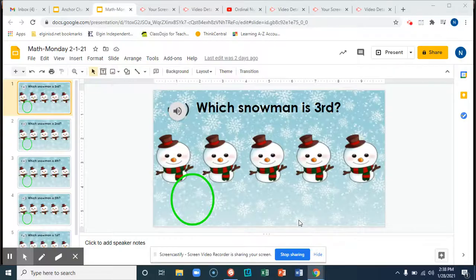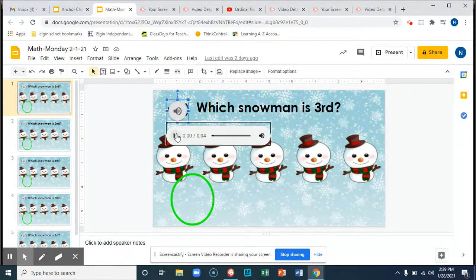All right, let's go over our homework now. For today's homework, we're going to be practicing our ordinal numbers. So you're going to have 5 slides here. You're going to do all of them. But up here on the top, each one's going to have a question. Your mom can read it for you, or if not, you can also hover here, and then you can push the play button, and it'll read it for you.